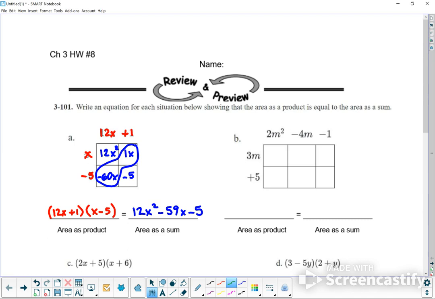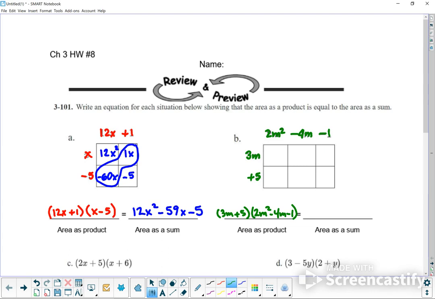Okay, so again, same thing, but this is going to be a different product. So this is going to be 3m plus 5, and you can do it in any order you want. I'm going to write it as 3m plus 5 first. So it's going to be 3m plus 5 multiplied by 2m squared minus 4m minus 1.